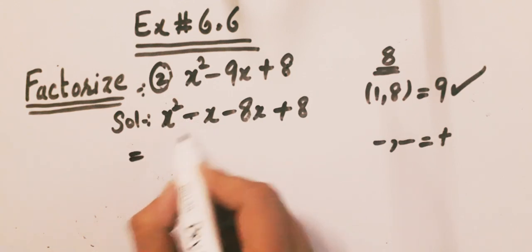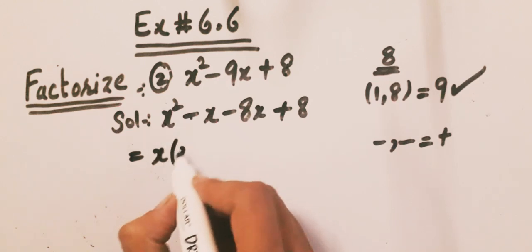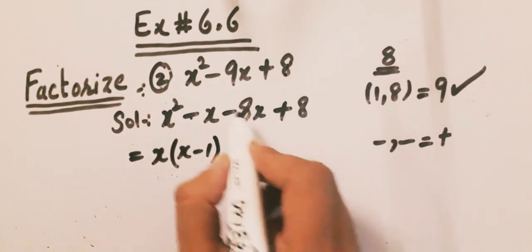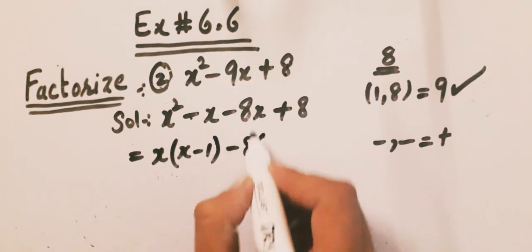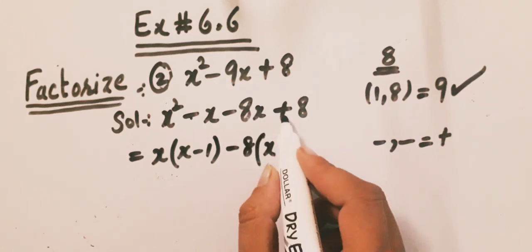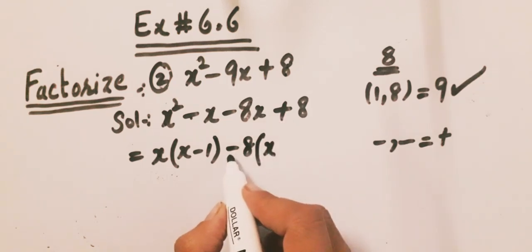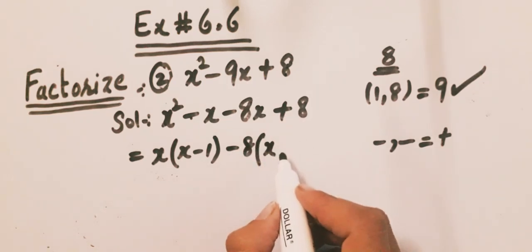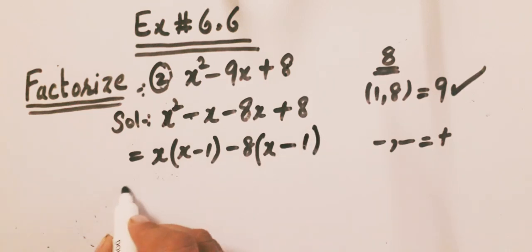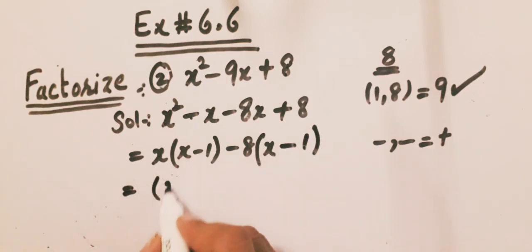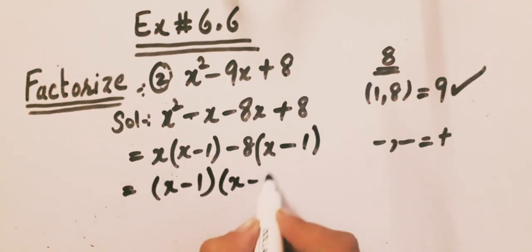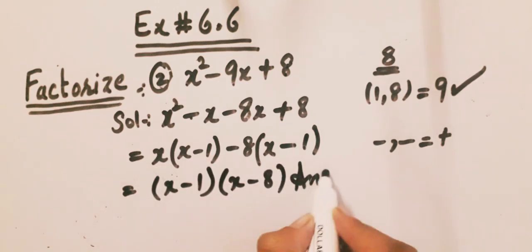x square minus x, you will take x as common. Remaining is x minus 1. Minus 8x and plus 8, you will take minus 8 as common from these two terms, and remaining is x. When you take minus as common, sign inside the bracket will change. So x minus 1. You have x minus 1 as common. Remaining is x minus 8. So this is the answer.